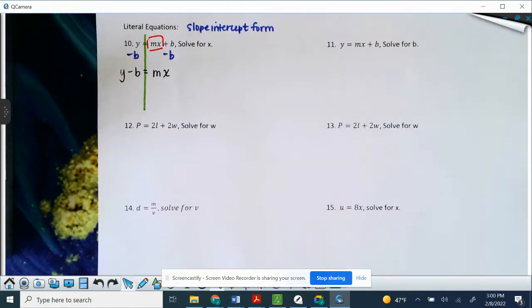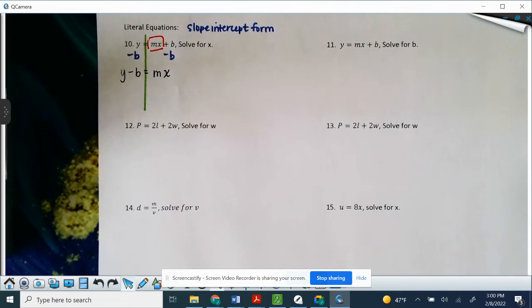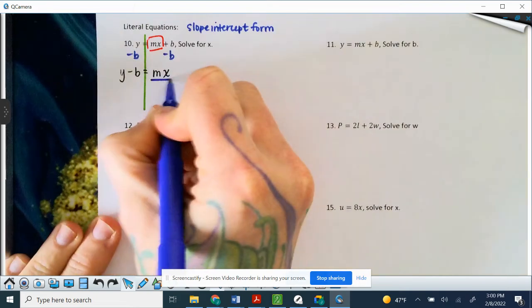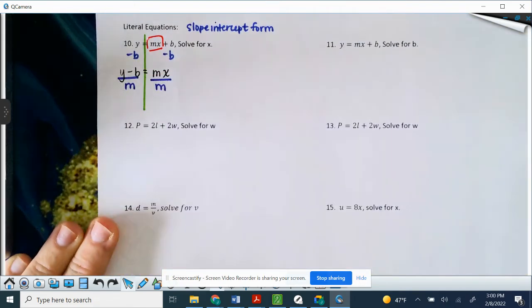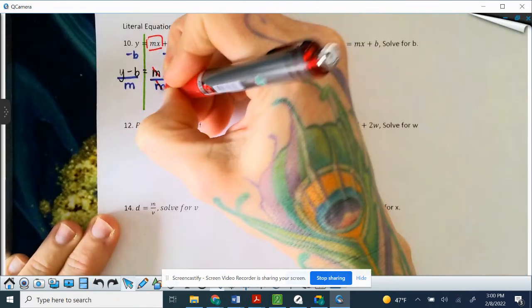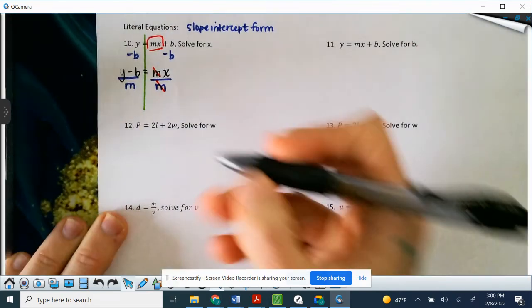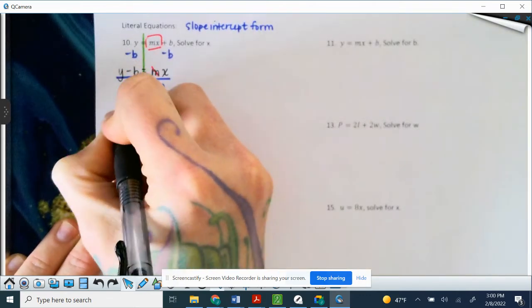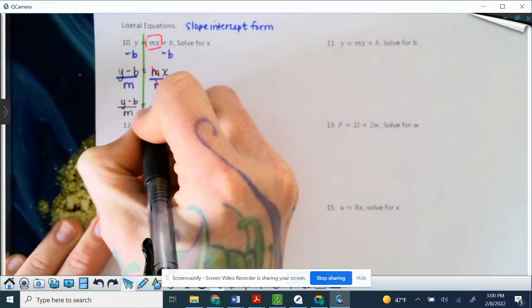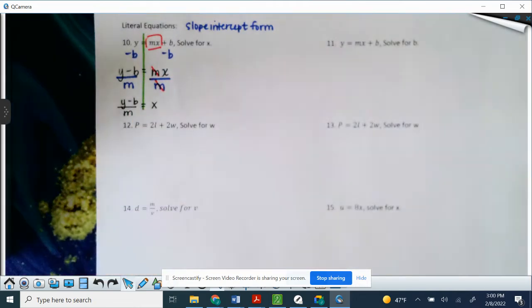In our video, like I said, is x by itself yet? It's not. It's attached to m, and it is attached to m by multiplication. And hopefully by now, if you watched enough videos, you've heard me say it 100 times. The inverse of multiplication is division. So we're going to divide by m. Divide by m. That's going to make these m's go away. And so now I have y minus b over m. There's no numbers, no variables that are the same. That's it. Done. It's your answer.